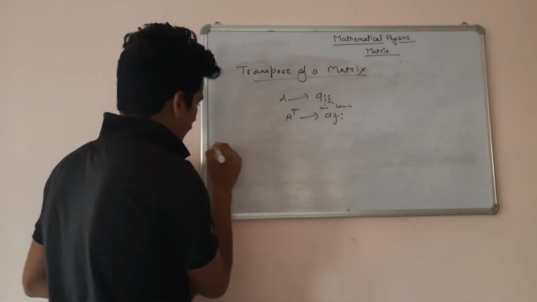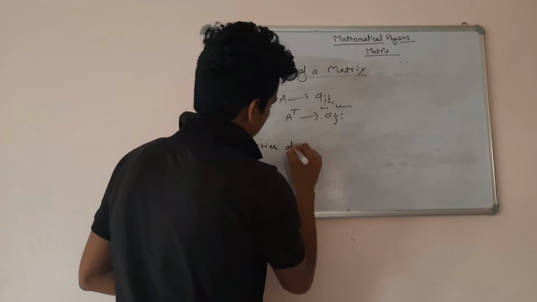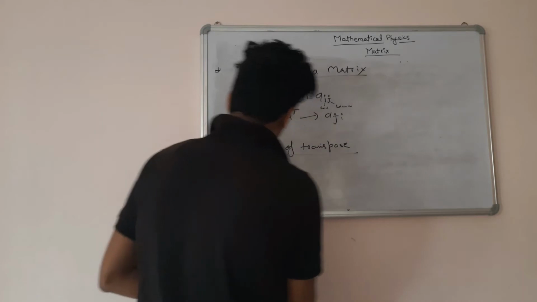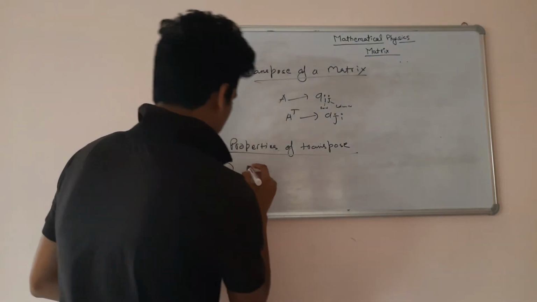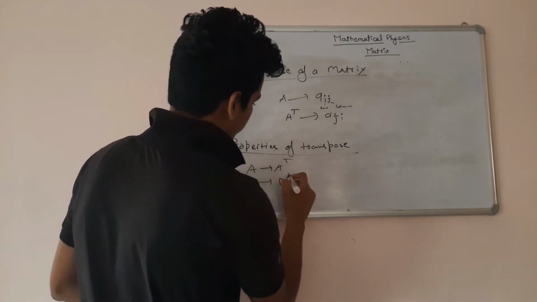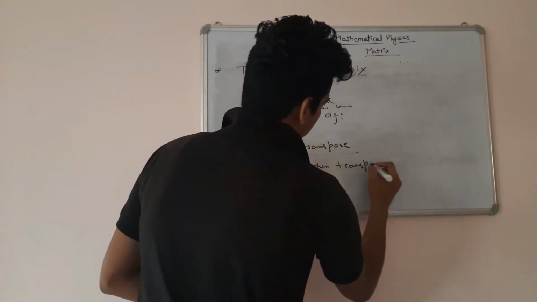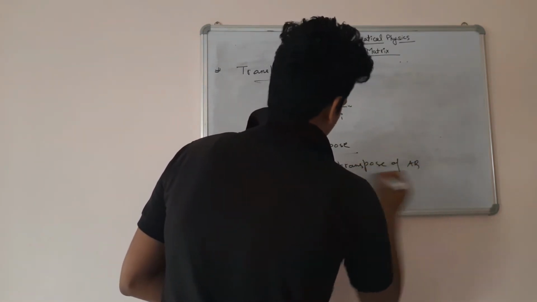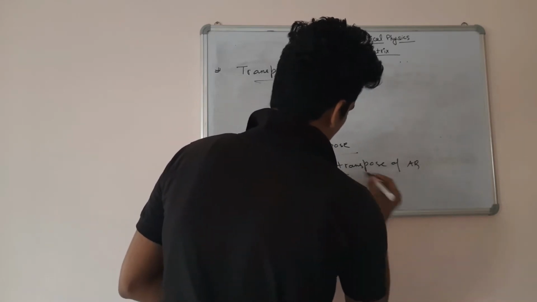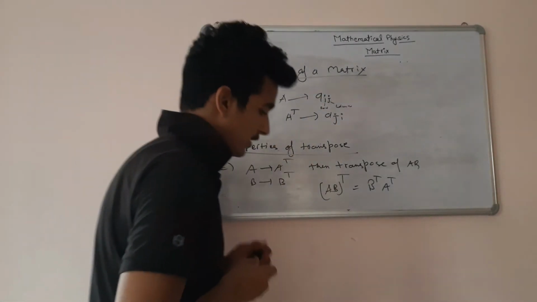There are some basic properties of transpose. If A has transpose A transpose and B has transpose B transpose, then the transpose of AB is B transpose A transpose. So these are some basic properties of transpose.